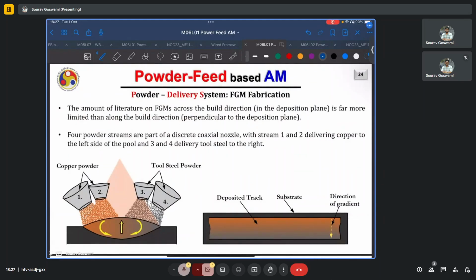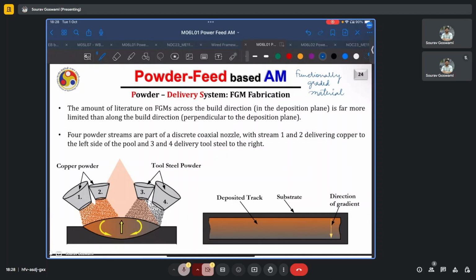Now, as we were discussing, if someone would want to fabricate a functionally graded material, FGM, one can definitely use such a powder feed based additive manufacturing process. And the amount of literature on FGMs across the build direction, that is in the deposition plane, is far more limited than along the build direction, that is perpendicular to the deposition plane.